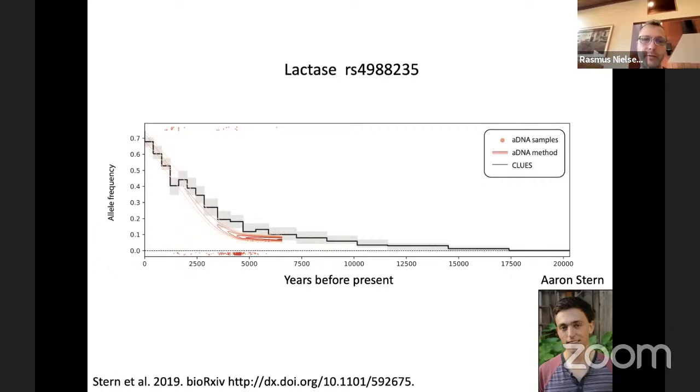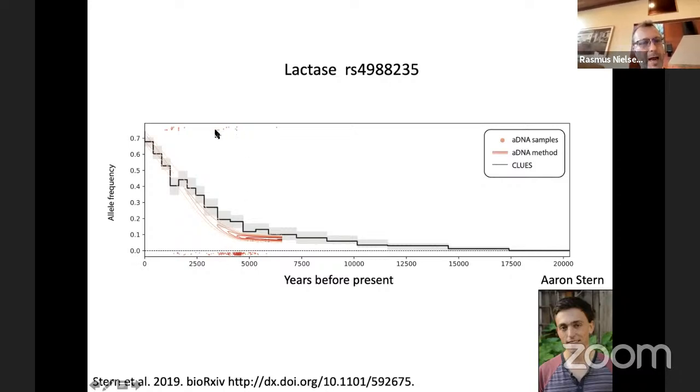What it means is that people that could digest milk were more likely to survive. And it makes a lot of sense in a cold northern winter. If you're a dairy farmer, you're more likely to survive if you can drink milk than if you can't drink the milk. So the people that could drink the milk would survive better.